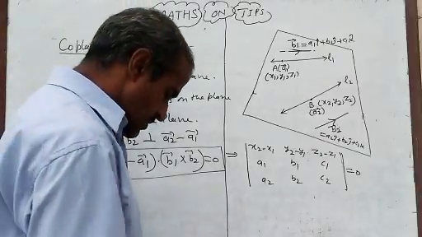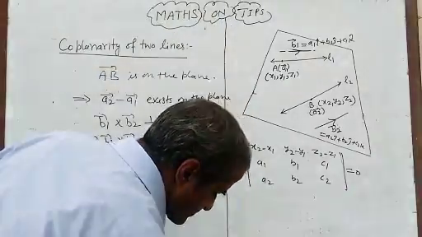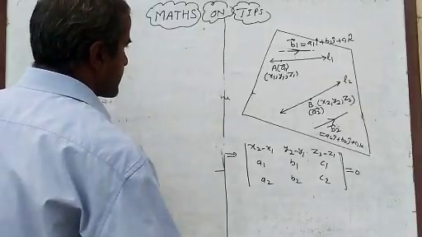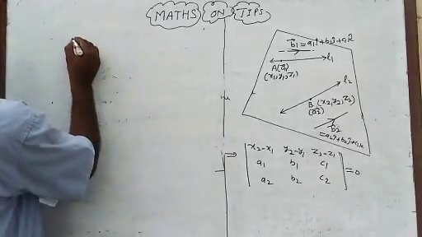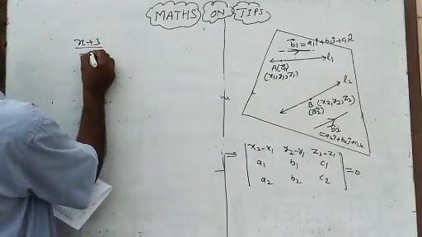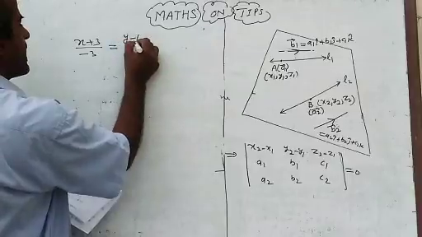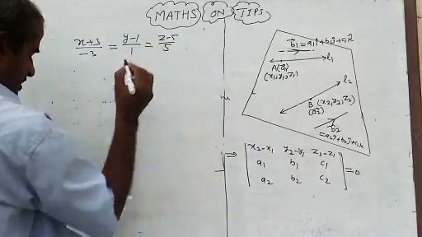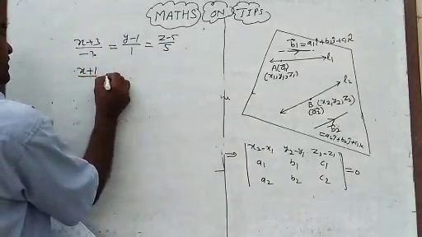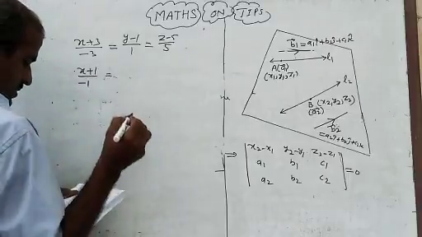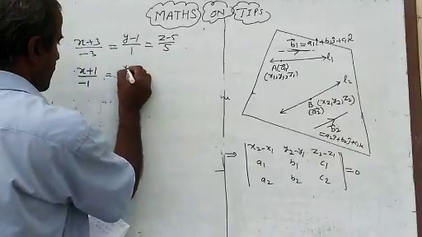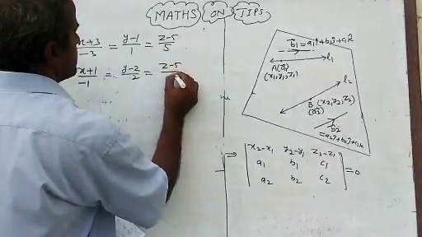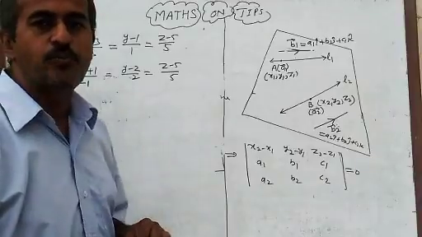एक क्वेश्चन देखो, show that the lines x plus 3 upon minus 3 is equal to y minus 1 upon 1 is equal to z minus 5 upon 5 and x plus 1 upon minus 1, y minus 2 upon 2, z minus 5 upon 5. चेक करना है whether these lines are coplanar or not.